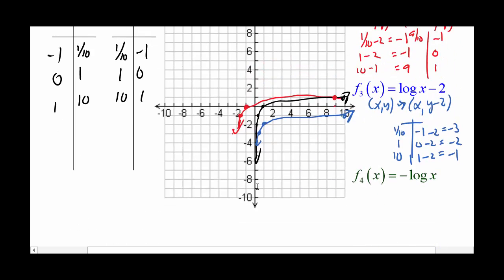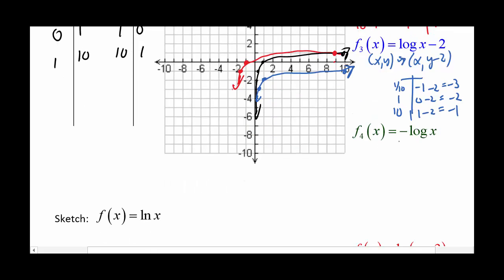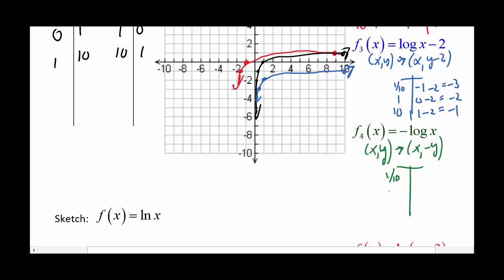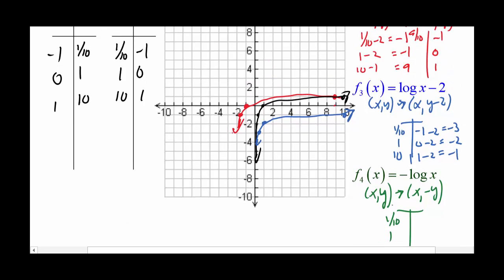And then the last one in this transformation is negative log x. So negative log x, that the negative is on the outside. So what does that change? That changes all of the y values. So the y values are opposite of what they started off to be. That means the x values stay the same. So 1/10, 1, and 10.